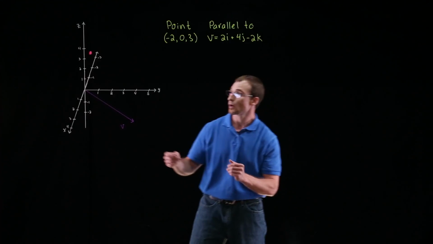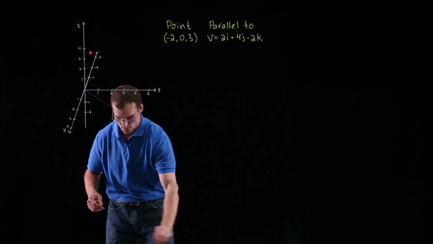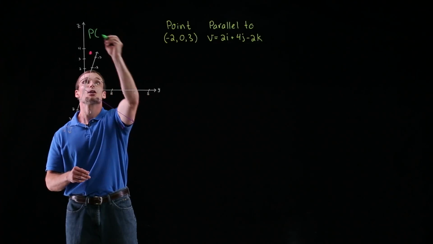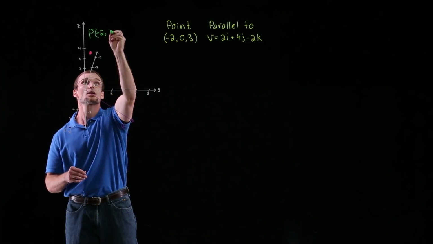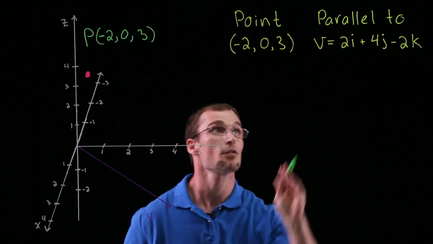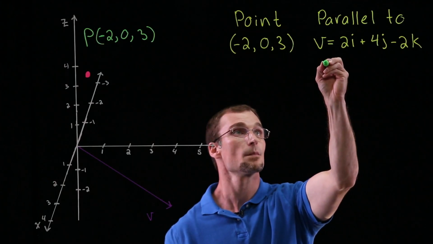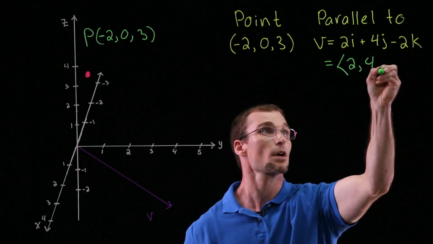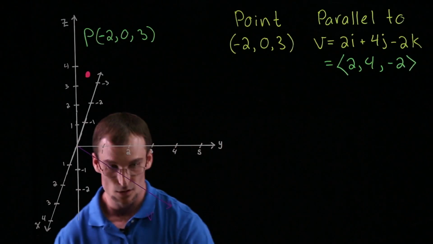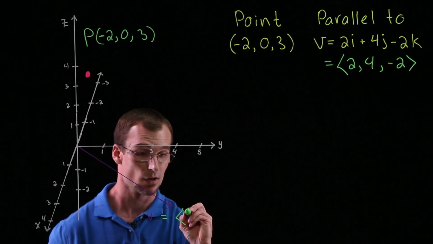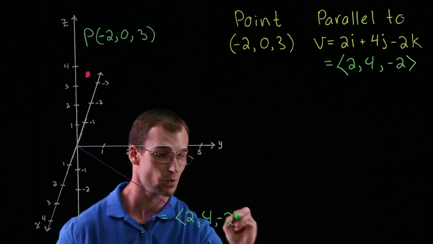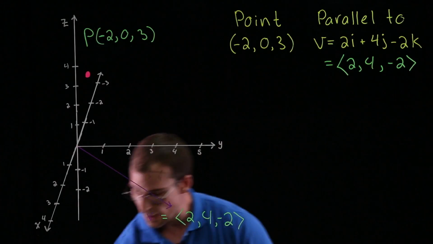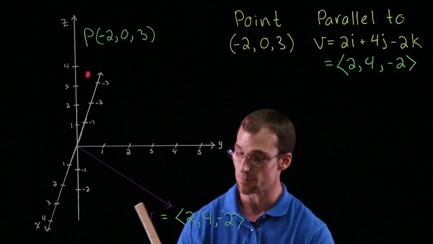So, to get started, what we have is our point here at -2, 0, 3, which we have drawn with our little pink dot. So we'll label this as, say, point P with coordinates -2, 0, and 3. And we have our vector v drawn here, which in component form, looking at just the coefficients in front of our unit vectors, has components 2, 4, and -2. And so what we want to do is find the parametric set and the symmetric set of equations of the line going through our point P parallel to this vector v.